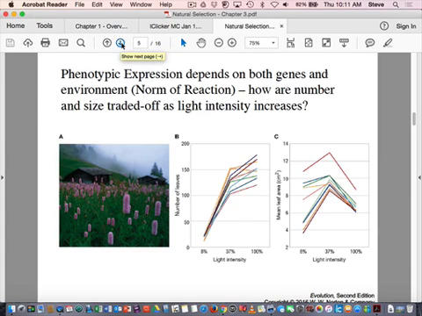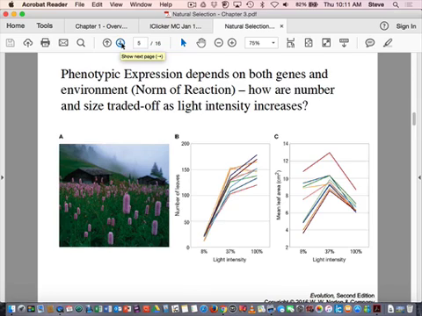So clearly, the environment influences the expression of the number of leaves. What happens to particular genotypes? What happens to them? So they all kind of go up, don't they? Okay.